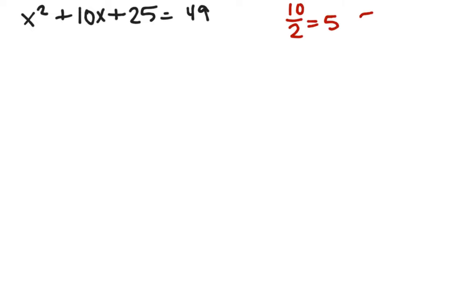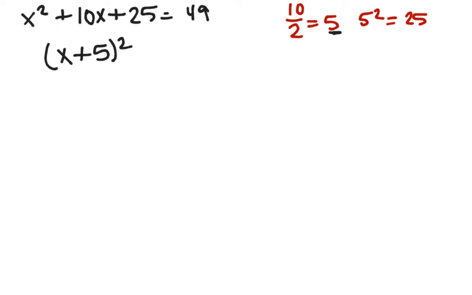I have x squared plus 10x plus 25 is equal to 49. I want to see, is it a perfect trinomial square? I suspect it might be because of that 25. Let's check the 10 in the middle. 10 divided by 2 is 5. Take the 5 and square it. It does equal that 25 at the end, so I think I have a quantity squared. I believe this is going to factor into x plus 5, the quantity squared.